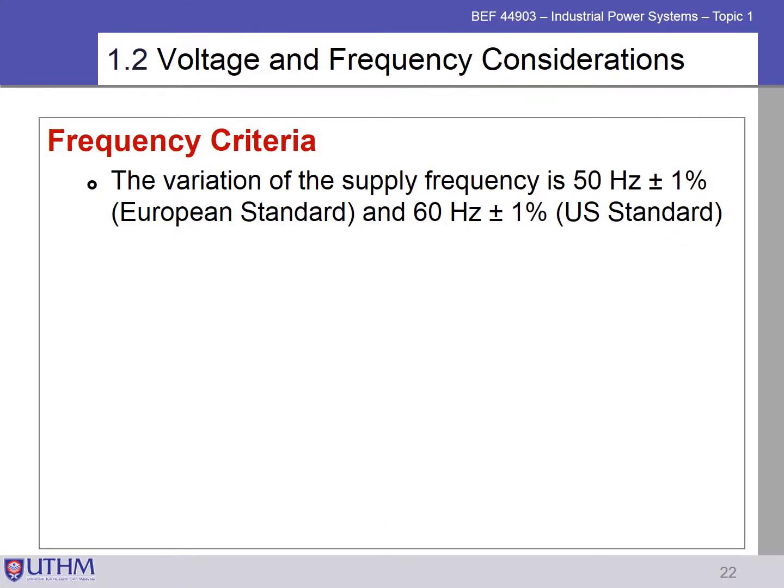Okay, this is the voltage and frequency consideration, the frequency criteria. There are 2 values for frequency. The first one is 50 Hz plus minus 1%. This is for the European standard. And the second one is 60 Hz plus minus 1%, which refers to the US standard. And for Malaysia, we use the European standard, which is 50 Hz plus minus 1%.